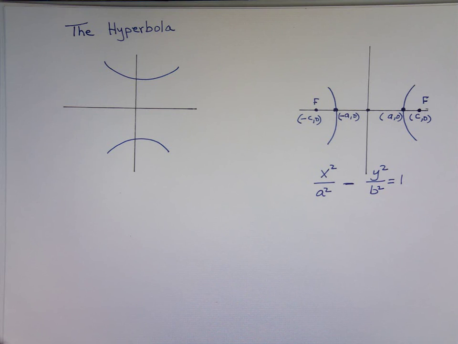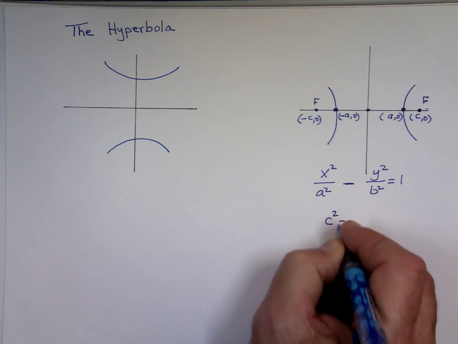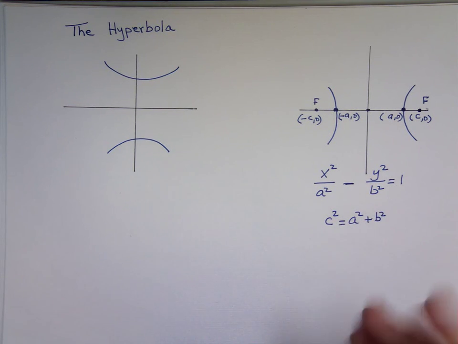Everyone see that? C has to be more than A. That's why here C squared equals A squared plus B squared. We didn't discuss the significance of B yet, because you really don't see it until I give you an example.